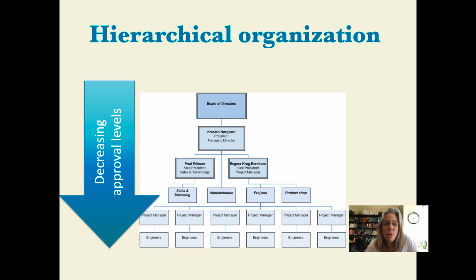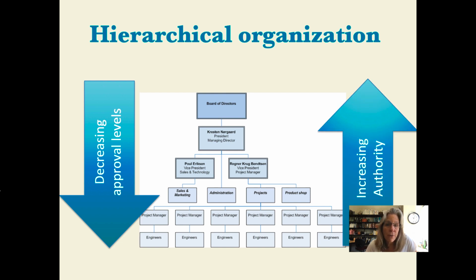And then you just move up the process until at the highest level, the board of directors makes large investment decisions. Now, what also goes with this is increasing authority. So we know that the board of directors have a higher authority. They have control over a whole organization, while the engineers just have control over their particular tasks they're working on. So this increasing approval level and the increasing authority go together.